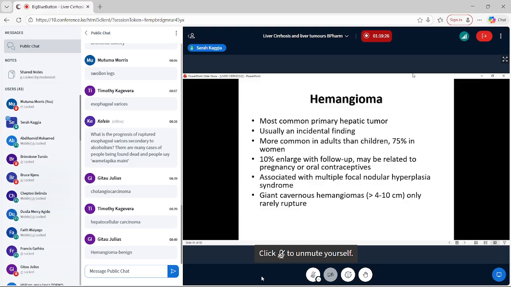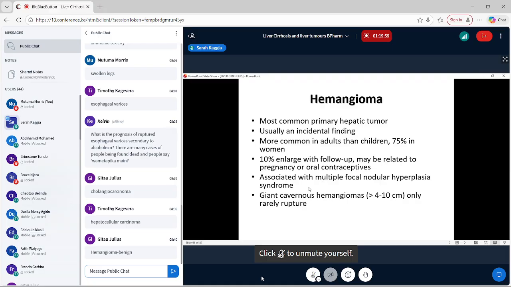Go to hemangioma, which is the most common of the benign. Again, it's just an incidental finding. The patient is not presenting with features unless it's really big or it has ruptured, okay? It's more common in adults than we see in children, and more in women than in men, at 75%. And in women, 10% usually enlarge when you do follow-up, because you just monitor them, okay? So they can become big. And our worry is that when they become big, they may also rupture, okay?